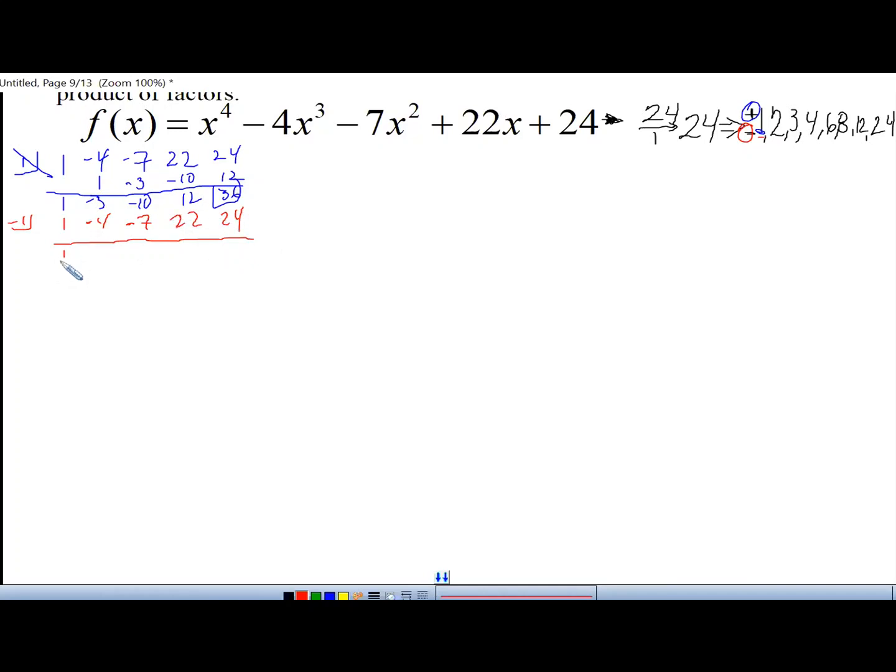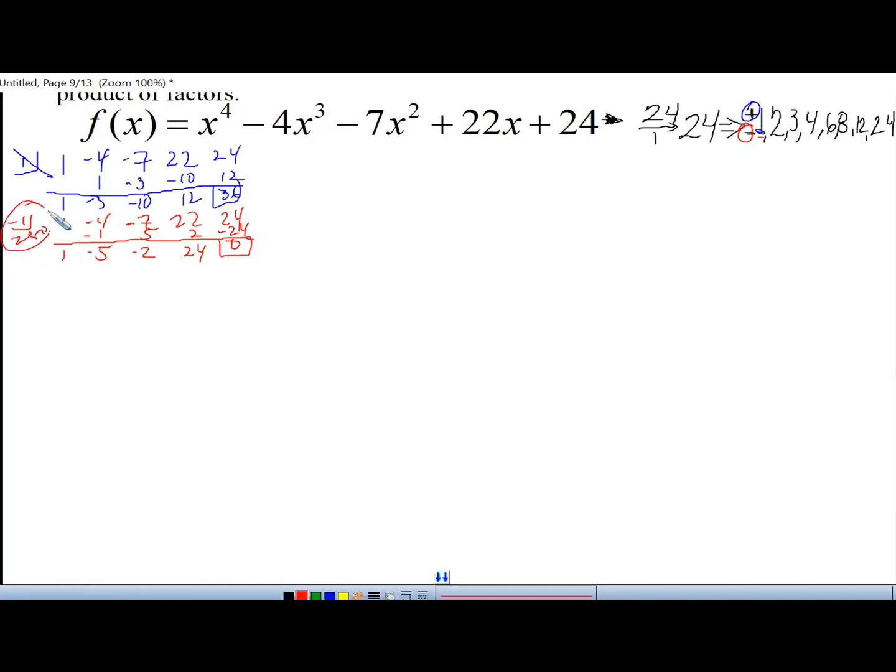So I bring down the 1. Negative 1 times 1 is negative 1. Combined, that's negative 5. Negative 1 times negative 5 is 5. Combined, that's negative 2. Negative 1 times negative 2, that's positive 2. Combined, that's 24. Negative 1 times 24 is negative 24. And that is our 0.